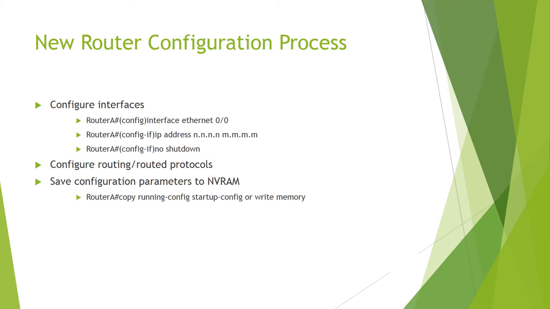Configure routing, routed protocol. Save configuration parameters to NVRAM by applying the command copy running-config startup-config, or by applying the command write memory, or the latest command, which is also used, save.